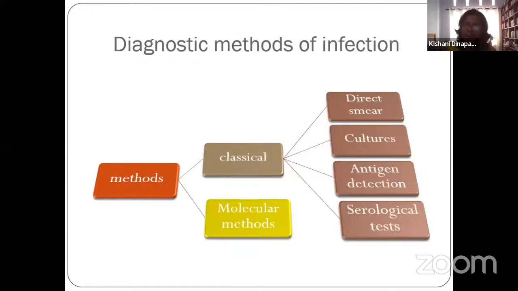When we talk about the diagnostic methods of infection, the most classical diagnostic methods would be direct smears or microscopy, cultures, antigen detection, and serology testing. When we talk about direct smears, mainly we would be doing gram staining of several specimens, especially blood cultures and even pus that we receive. Whenever the consultant or the clinical team needs a direct smear and a very quick identification of the organism, we would perform the gram staining. That is the most common direct smear that we would be doing.